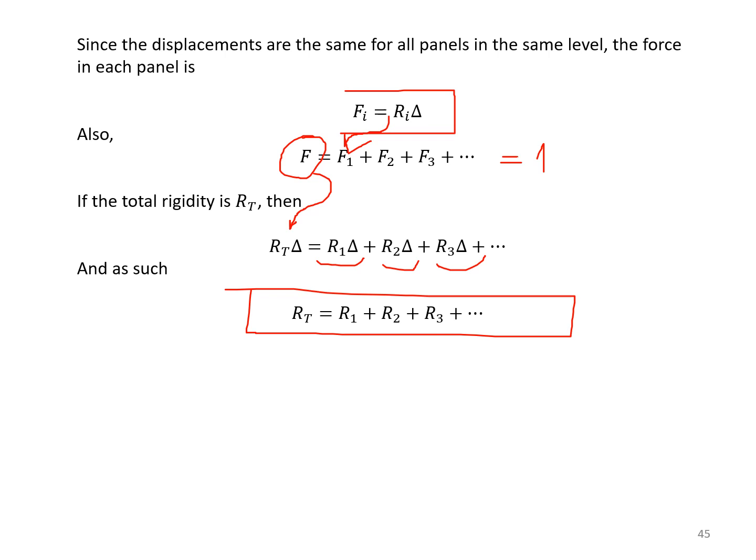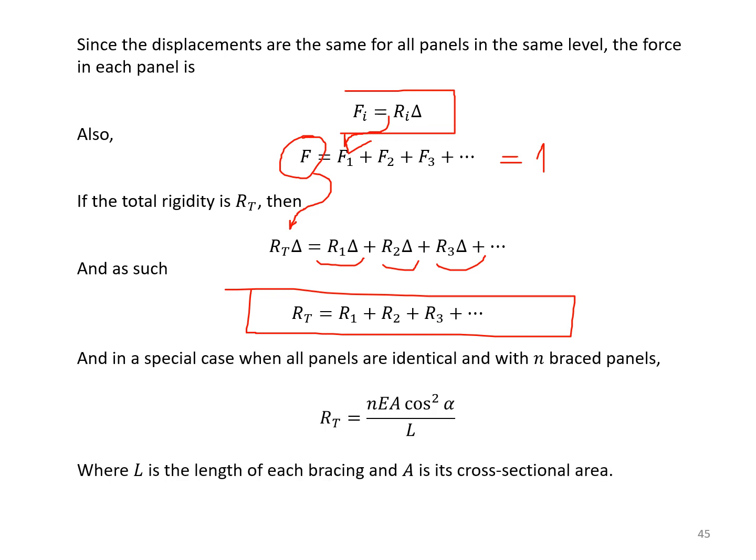So for each level, we can find that. All right. And don't forget that if the panels are identical, you just multiply by the total number. So it's much easier, right? And A is a cross-sectional area, E is a modulus of elasticity, and L, don't forget, is the length of the bracing.